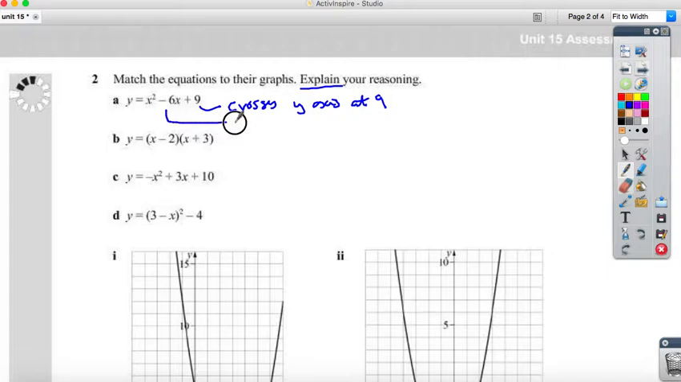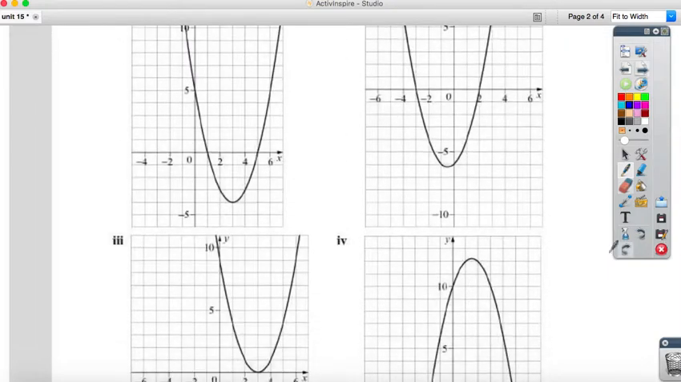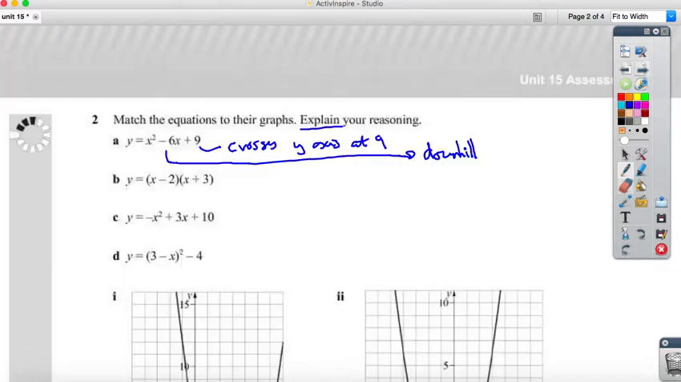The minus 6x tells me it's going downhill where it crosses. So if we go back, the one we thought it was is going downhill where it crosses, which is pretty good. The other one we thought it might be, it looks like 10, it's not going downhill, it's going uphill. So now I know it's this one. It's the only one that fits.